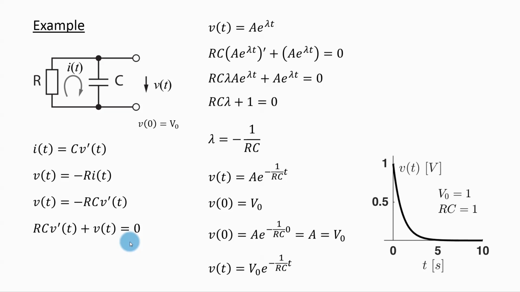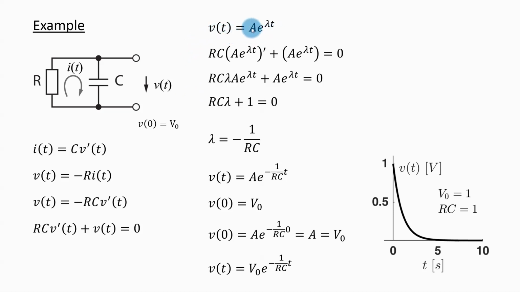Also, you can see that this differential equation is homogeneous because this right-hand side is 0. This corresponds to the fact that there are no sources in the circuit. If you had some sources in the circuit, they would appear on this right-hand side and the differential equation would no longer be homogeneous. So, we can look for the solution in this form.